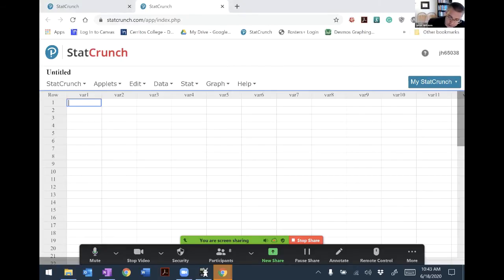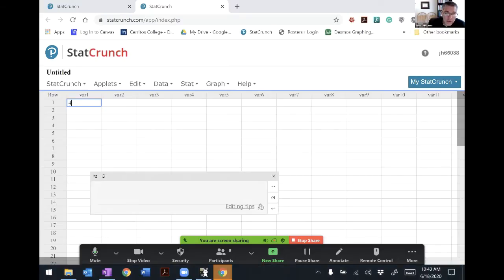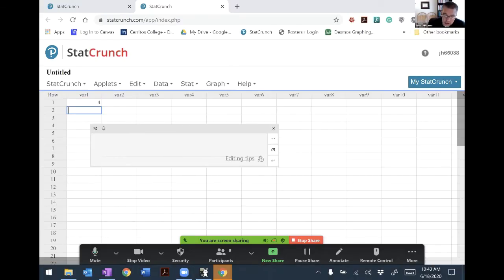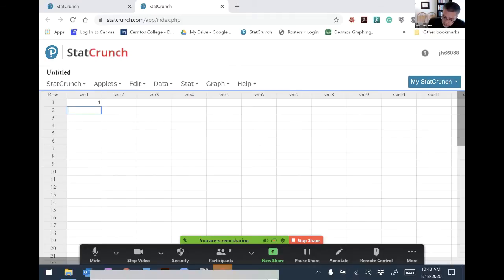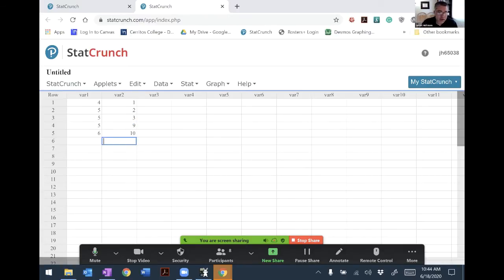I'm going to enter in 4. Hopefully you guys can see my StatCrunch. I'm going to be doing 4, 5, 5, and 6. That's going to be for my first column of numbers. My next column of numbers is going to be 1, 2, 3, 9, and 10. So take a second to put these in.